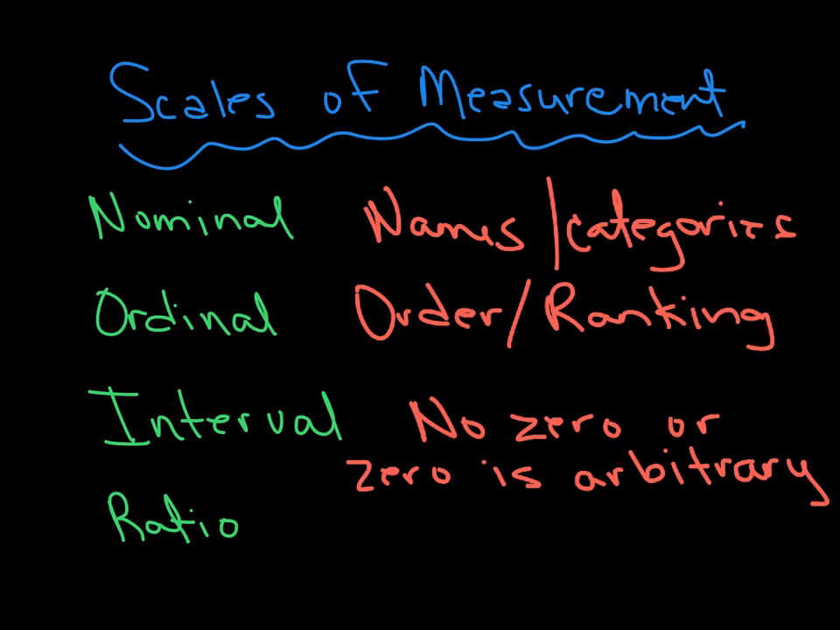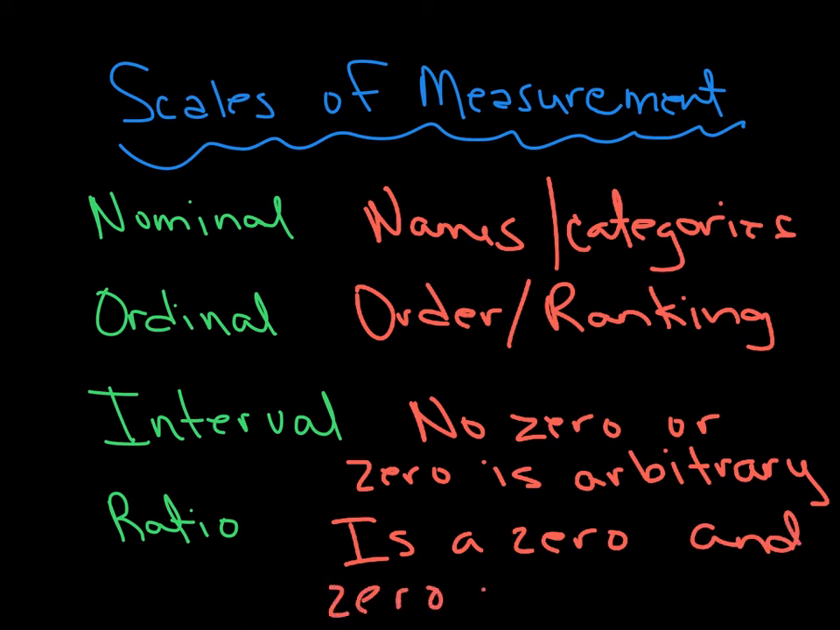Now with ratio, there is a 0, and 0 is meaningful. So that means that there is an absence. So that's where, like, an exam score of 0 means you didn't earn any points. You didn't do the work, or you didn't understand any of it. So that is a meaningful measurement.